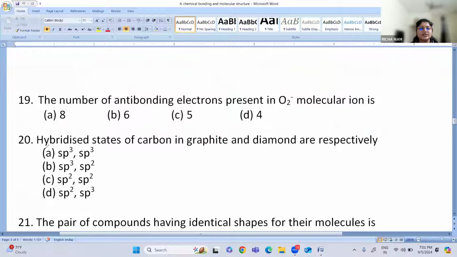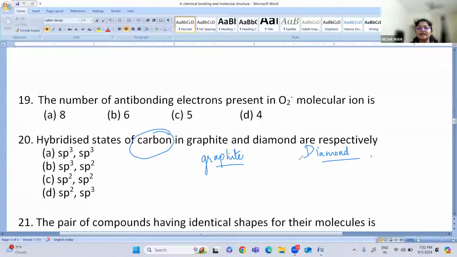Okay. Next question. Hybridized states of carbon in graphite and diamond are: A, sp3, sp3; B, sp3, sp2; C, sp2, sp2; and D, sp2, sp3.